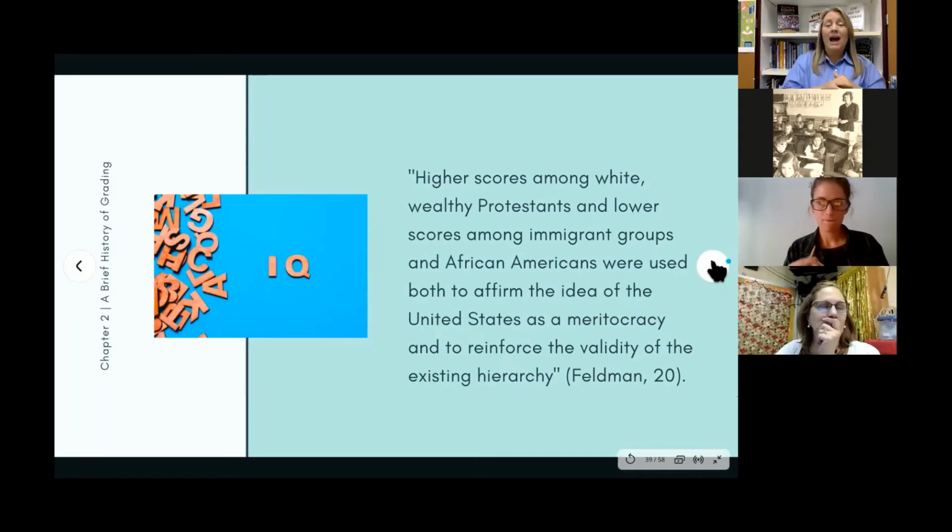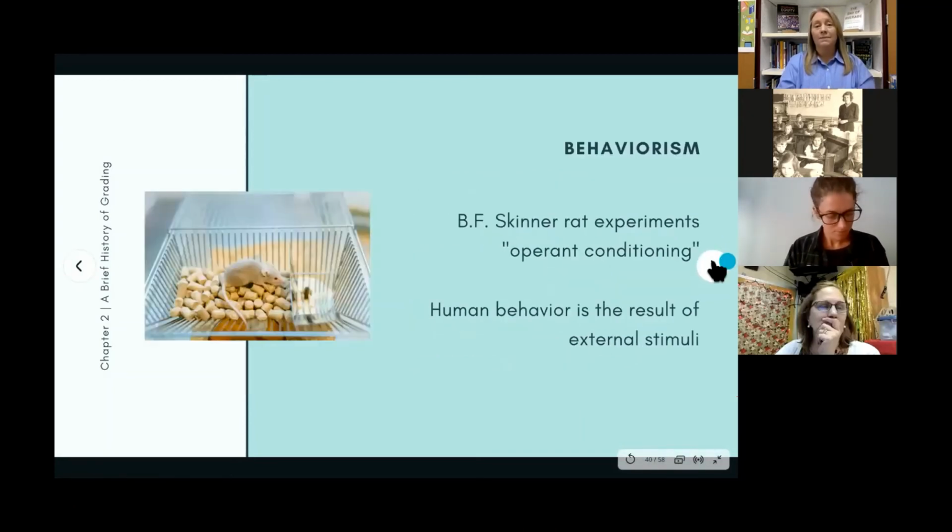Feldman says there were higher scores among white, wealthy Protestants and lower scores among immigrant groups and African Americans, used both to affirm the idea of the United States as a meritocracy and to reinforce the validity of the existing hierarchy. And then behaviorism, B.F. Skinner's rat experiments about operant conditioning. And this then resulted in people believing that human behavior is the result of external stimuli. So we know how that then affected schools.